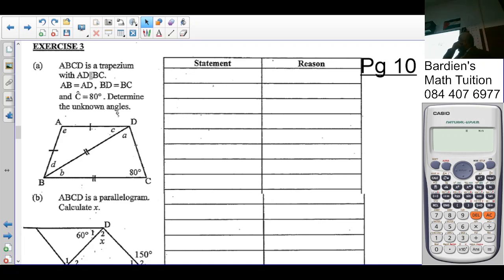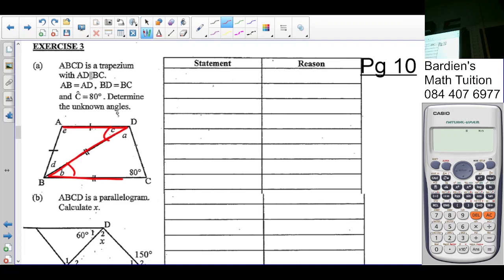Right, so we are told that ABCD is a trapezium, with AB being parallel to CD, and AB is equal to AD. Firstly, if lines are parallel, alternate angles are equal. Then AB is equal to CD, then C is equal to D, angles opposite equal sides. Then BD is equal to BC. So that means to say that A is equal to 80. Angles opposite equal sides. Then we are told that C is equal to 80.